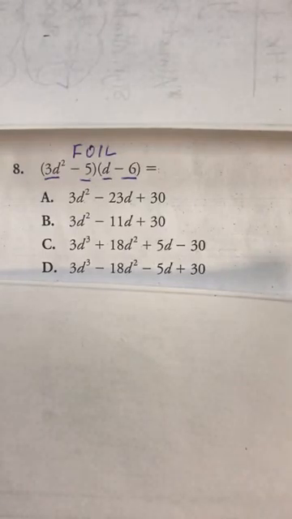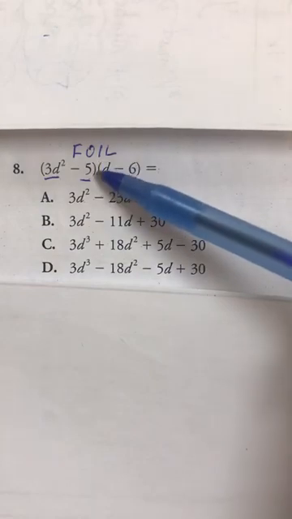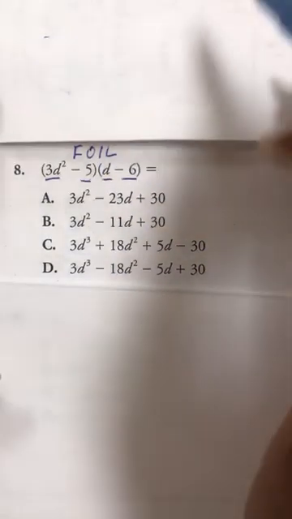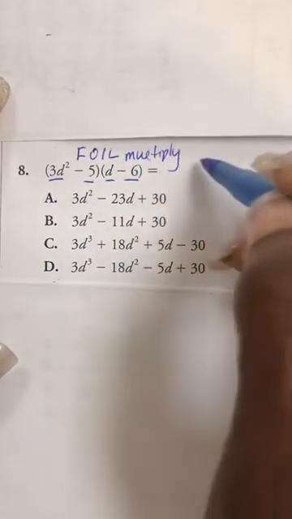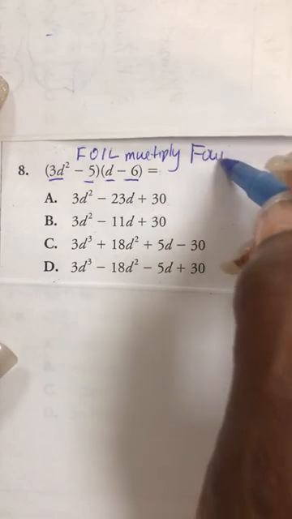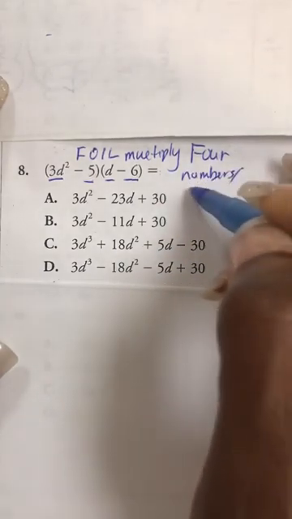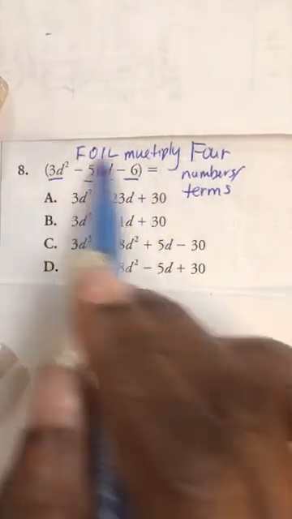For number 8, we see that we have the FOIL method again because we don't see an addition or subtraction sign in between our parentheses. And FOIL just means that we're going to multiply 4 numbers. We also call numbers terms. That's it. FOIL, 4, FF.